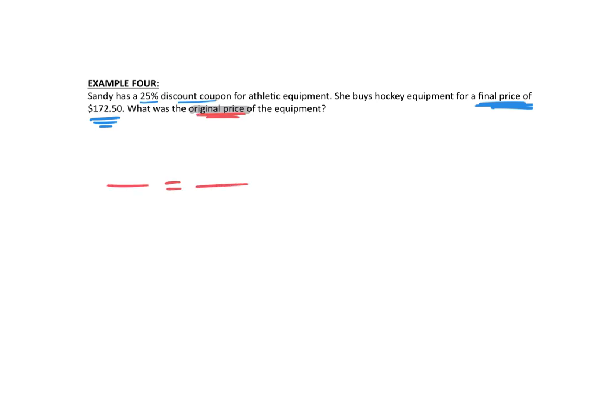So you guys know the original price goes on the bottom here, across from the 100%. I do not know that. I do know that the final price is $172.50. Okay, now final price, let's think about this. That includes the coupon. Okay, so this is the final price. So this is the full price minus the discount.